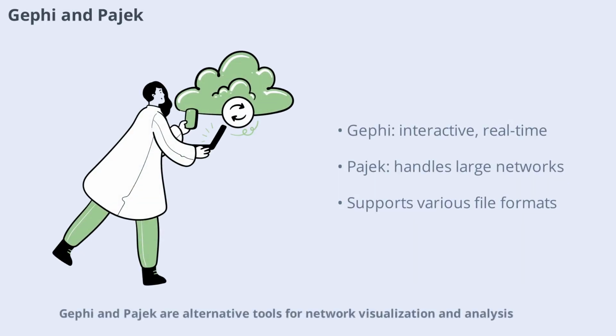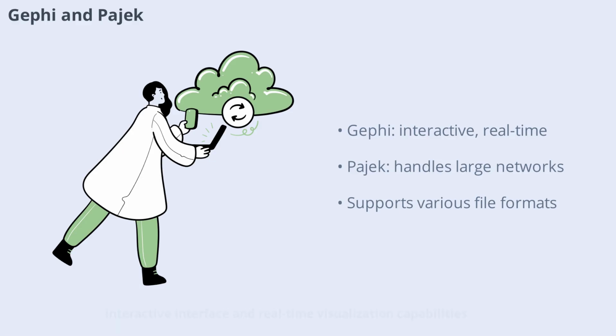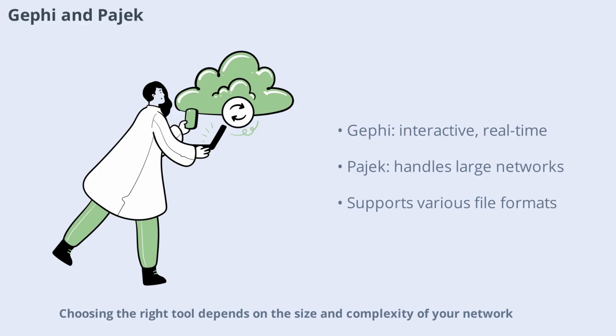Gephi and Pajek are alternative tools for network visualization and analysis. Gephi is known for its interactive interface and real-time visualization capabilities, making it ideal for exploring large networks. Pajek, on the other hand, is optimized for very large networks and offers advanced analysis features. Both tools support a variety of file formats and can handle networks from different domains, not just biology. Choosing the right tool depends on the size and complexity of your network, as well as your analysis needs.